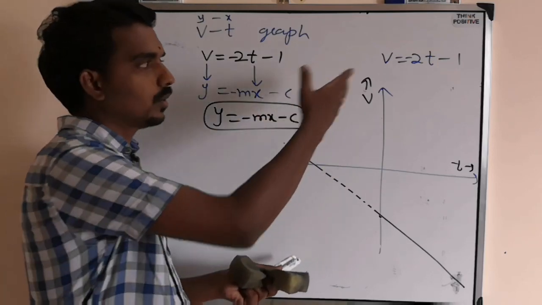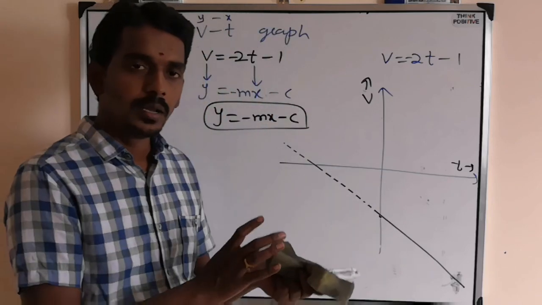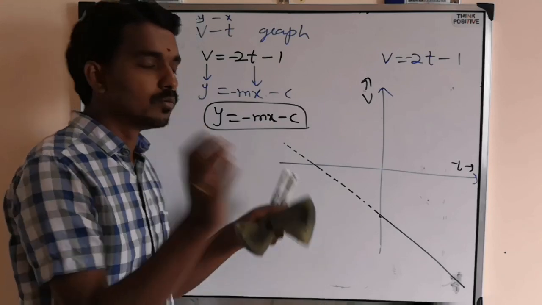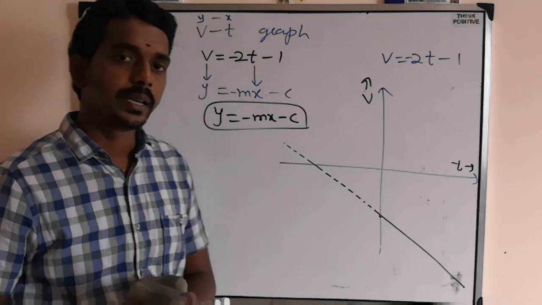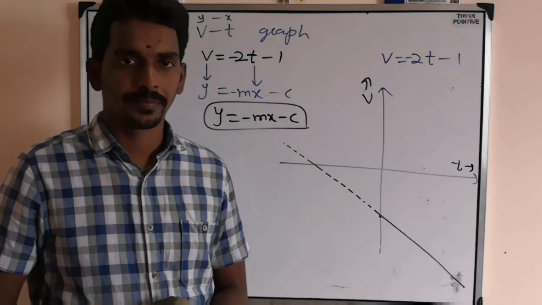So they give an equation, or you may have to choose from physics, but after choosing, after getting the equation, you must compare with the general mathematical equation. Then only you can draw the graph.